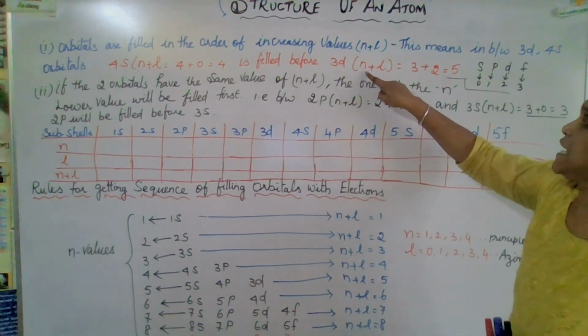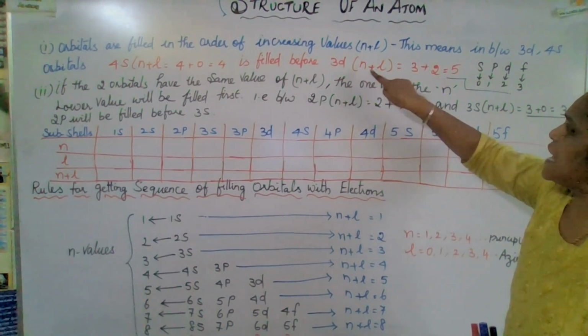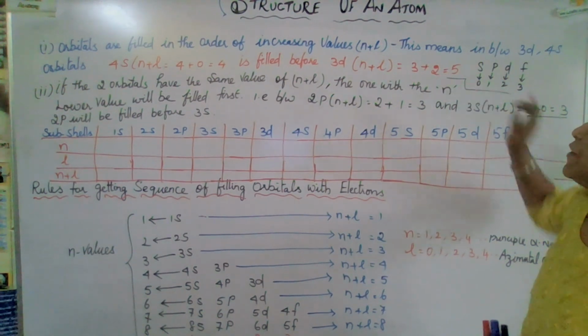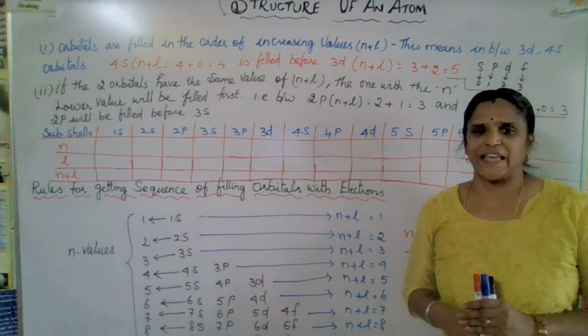So that means here n value is 3 and l value is 2. So 3 plus 2 is 5. In this way you have to calculate it.